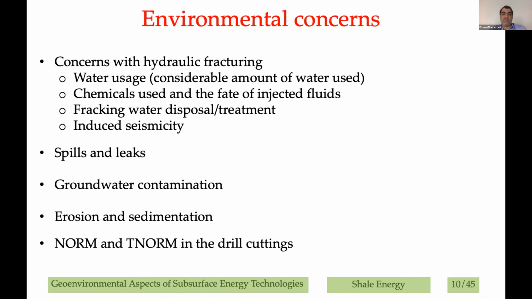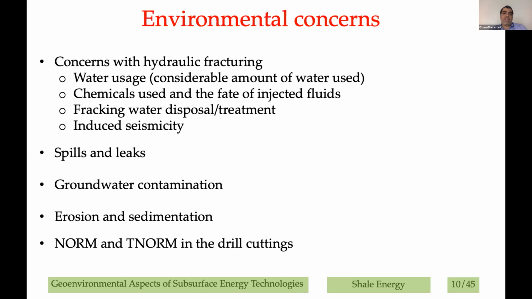As you're aware, there are many concerns associated with hydraulic fracturing and also shale energy, specifically shale gas extraction in general. But I'm going to touch on a few of them. Not that it means that there are not other concerns, but these are some of the ones that we have looked at, and so they're more pronounced.